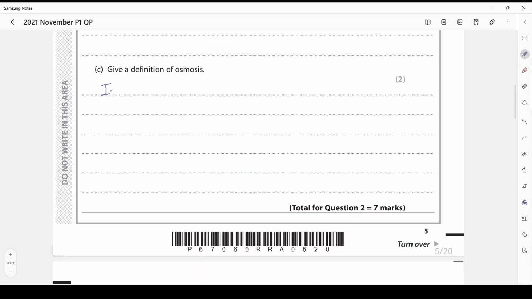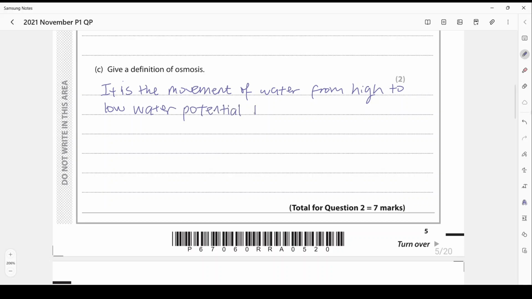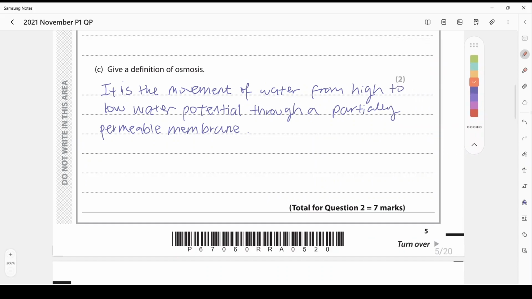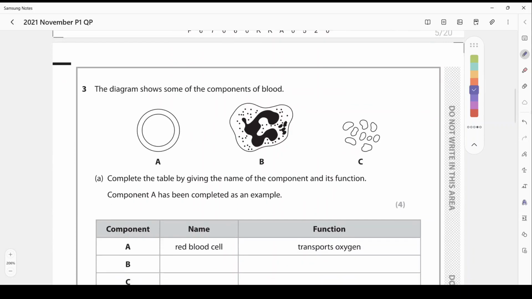Okay, so we would say it is the movement of water from high to low water potential through a partially permeable membrane. So the marks are, movement of water, that's one mark. The other mark is high to low water potential. And the third mark is through a partially permeable membrane. Okay, let's move on to question 3.